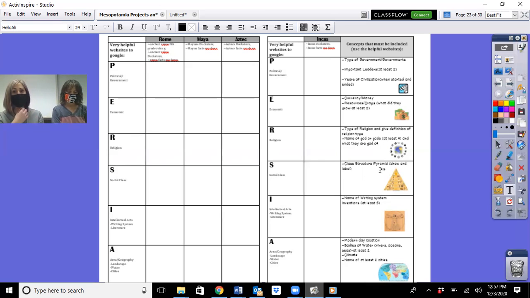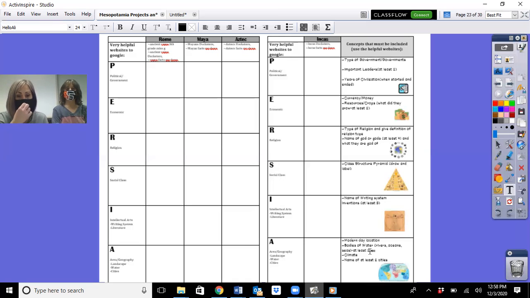S stands for social class. Again, this is interesting because we come from a democracy where we come with the idea that everyone is created equal. That was not so much true back then. So we're going to see what that looks like and who is considered the most important and who is at the bottom. I is for inventions: you need to give the name of their writing system, and you must do at least 5 inventions from each civilization. There are so many, and again, we'll show you how to do this.